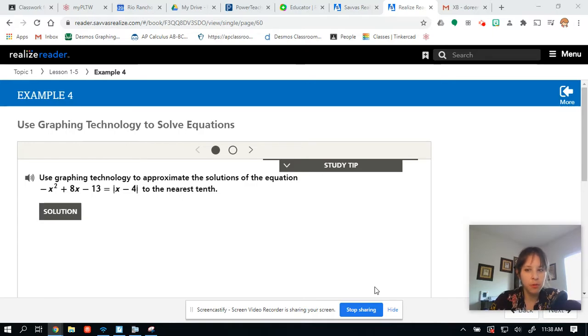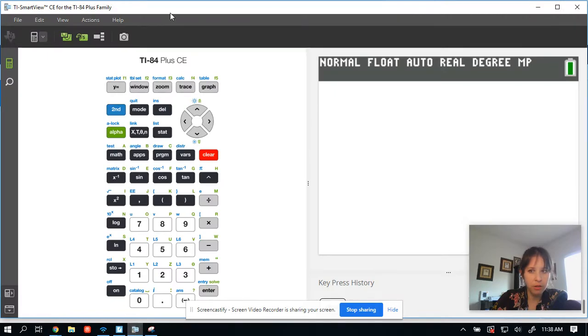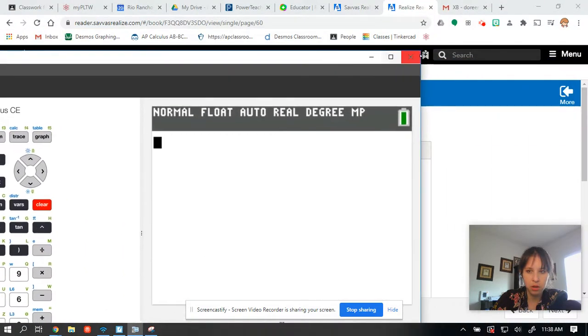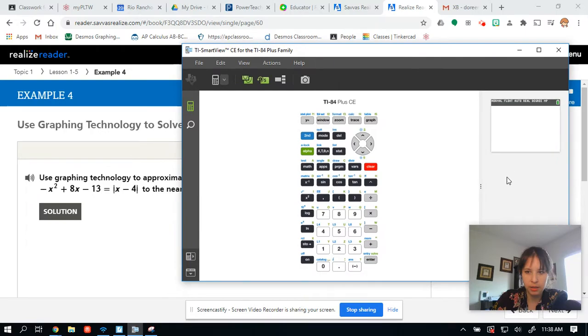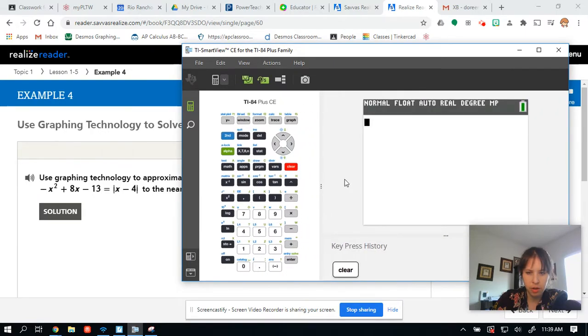So here in example 4, it says use technology to approximate the solution of the equation negative x squared plus 8x minus 13 is equal to the absolute value of x minus 4, to the nearest tenth. So what I'm going to do is go over to my TI-84 calculator. I'm going to make it a little bit smaller. Oh, and now you can't see the screen, so I'm going to move that over.